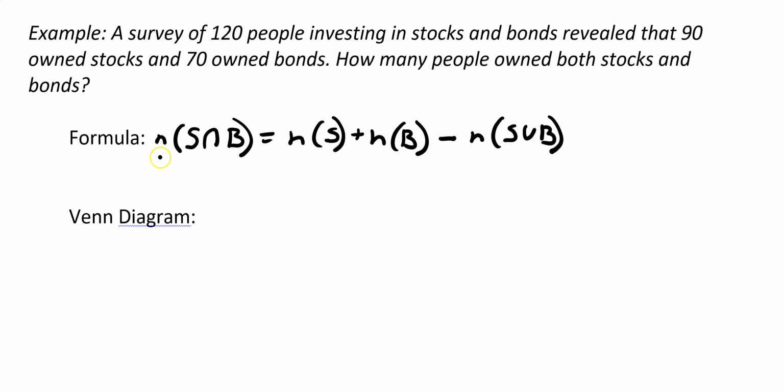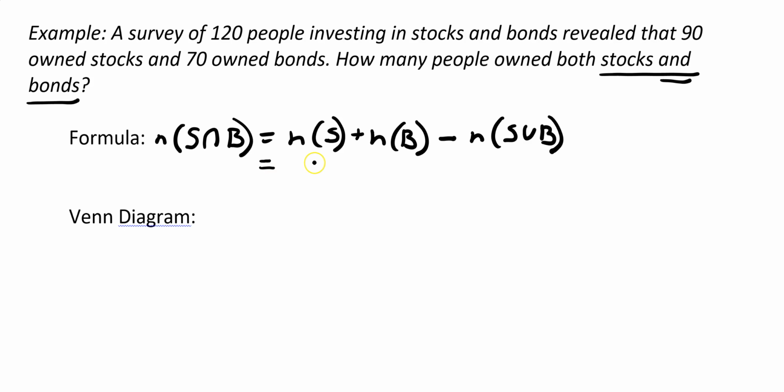And I knew that I was looking for the number of stocks intersecting with bonds because it says stocks and. Whenever we see "and," that's a very good sign that this is an intersection. So now I place the values in for S.